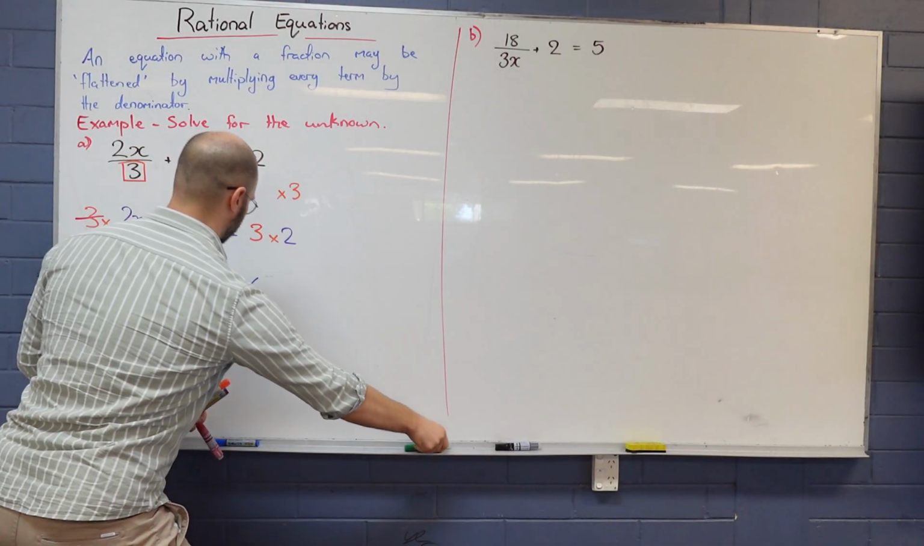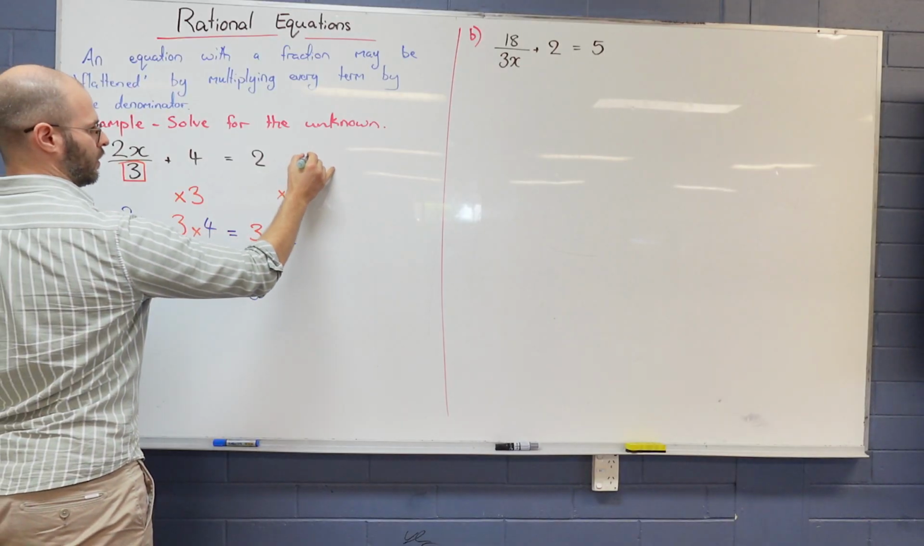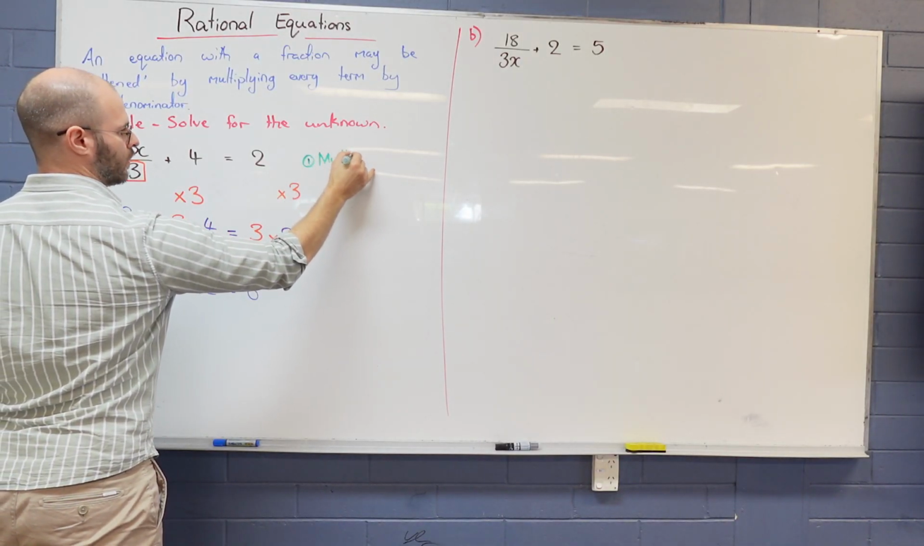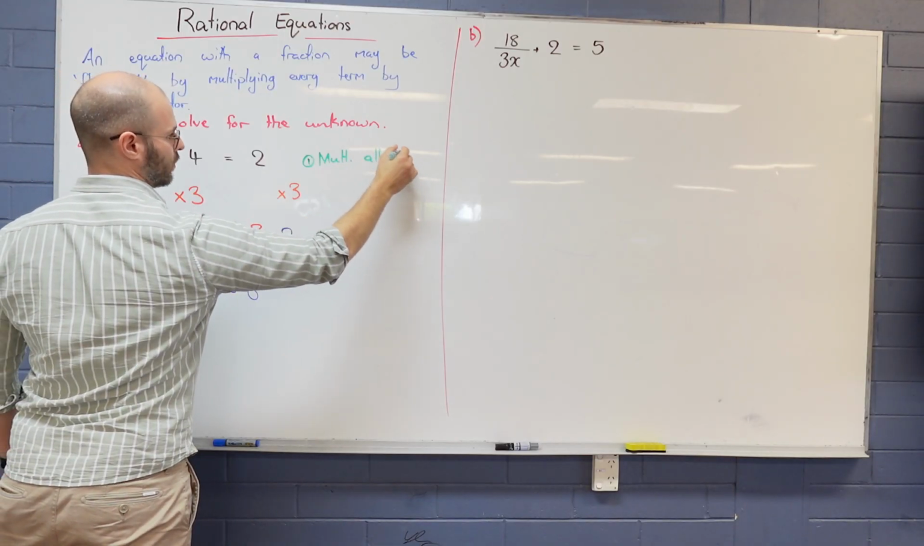So the rule is, step 1, multiply all terms by the denominator.